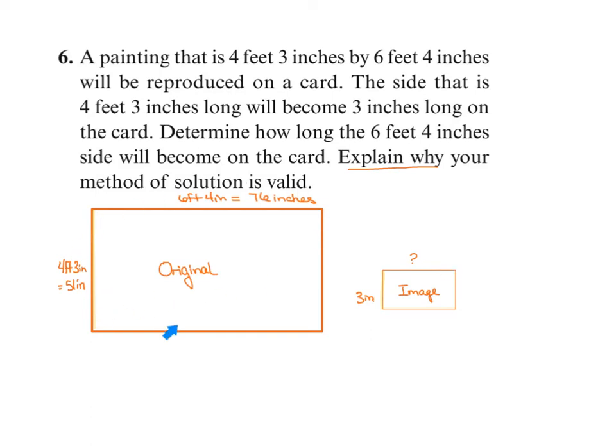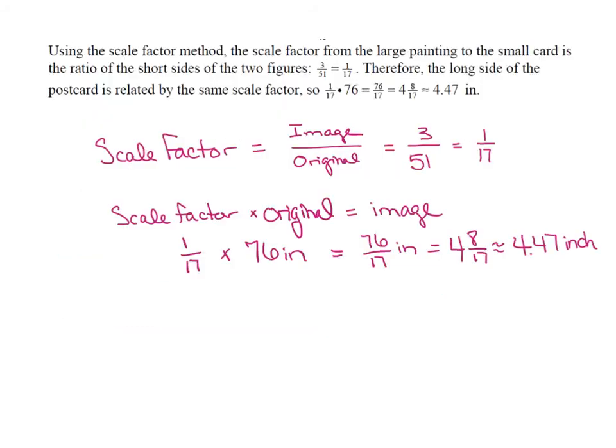So I called the painting the original and the card the image. So I want to try to find the missing length. And again, we can either look at an internal factor between them or a scale factor between them. I converted both of them to inches so that they were easier to work with. Using the scale factor method, I think proved to be the easiest.